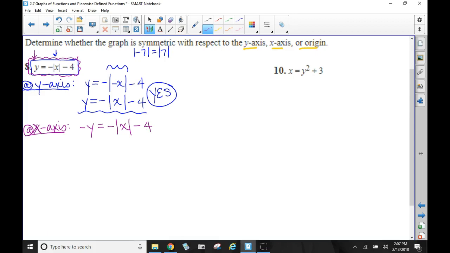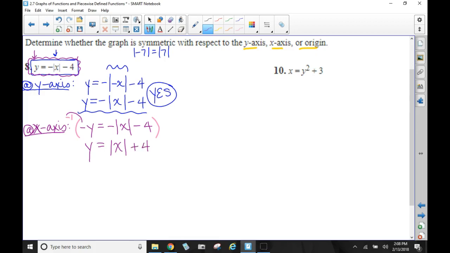Now you need to ask yourself, is what we have here in purple equivalent to what we have in the box above? And that would be a no. I can definitely see that if I multiply both sides of this equation by a negative 1, this purple equation is the same thing as positive y equals, run the negative through the right-hand side as well, positive absolute value of x plus 4.